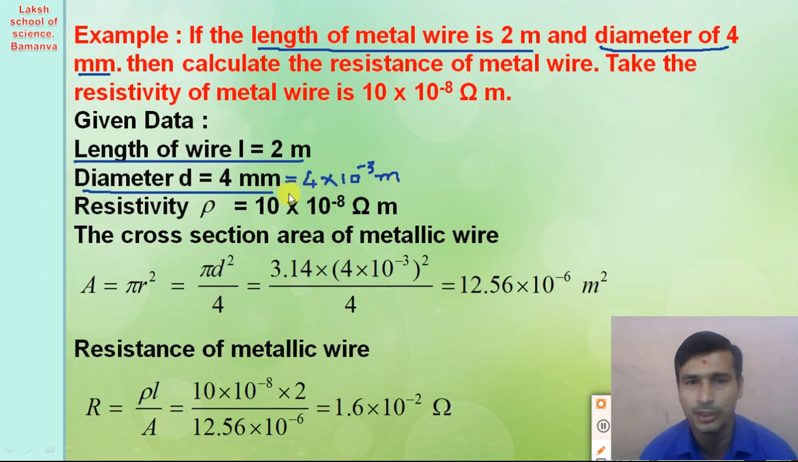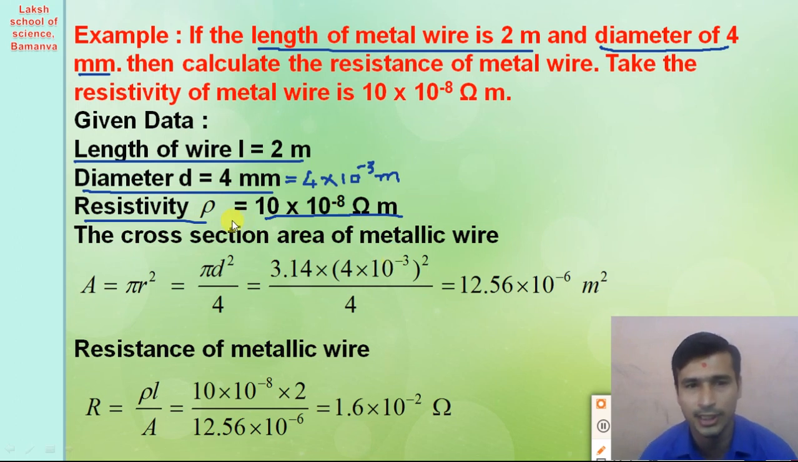So we must convert this unit into meters, right. Again, the resistivity of the metal wire is given to you, right: 10 into 10 raised to minus 8 ohm meter. So first we need to calculate the cross section area of the conductor.